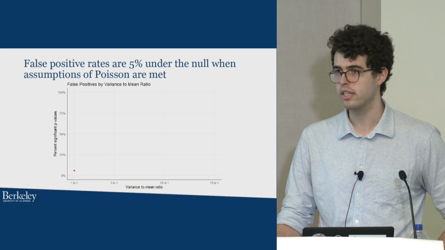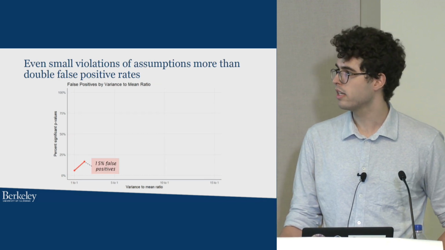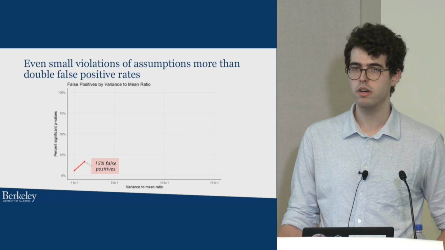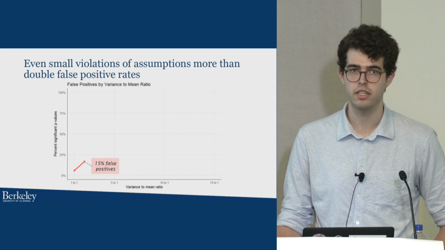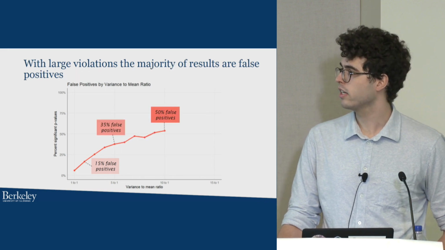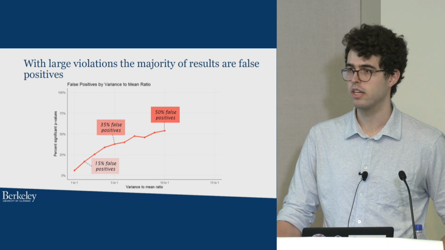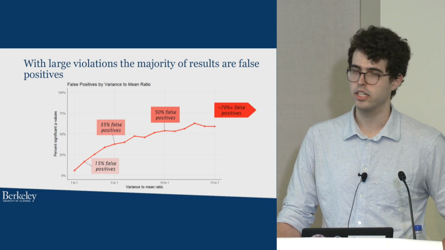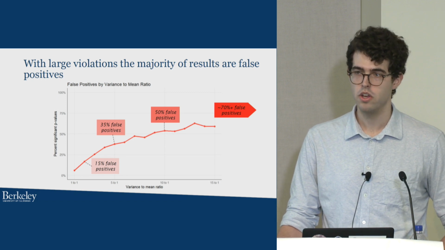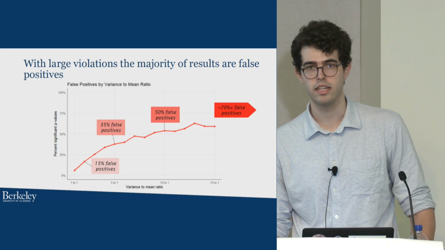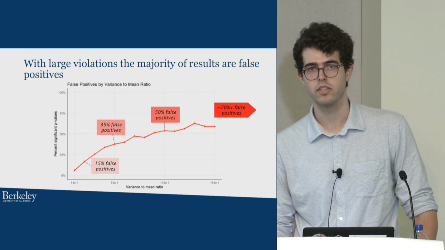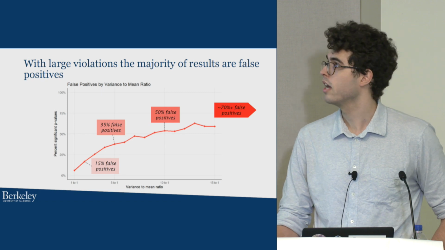However, as we increase the variance to mean ratio, you quickly see far more false positives occurring. So even when you've gone to just a 2 to 1 variance to mean ratio, you're already tripling the number of false positives, and it only gets worse from there until eventually, once you've gotten to this 15 to 1 variance to mean ratio, you're actually at above 50% false positives with each of your statistical tests. So Poisson is actually extremely sensitive to violations of this assumption, and it's very easy to get false positive results when you use it inappropriately.